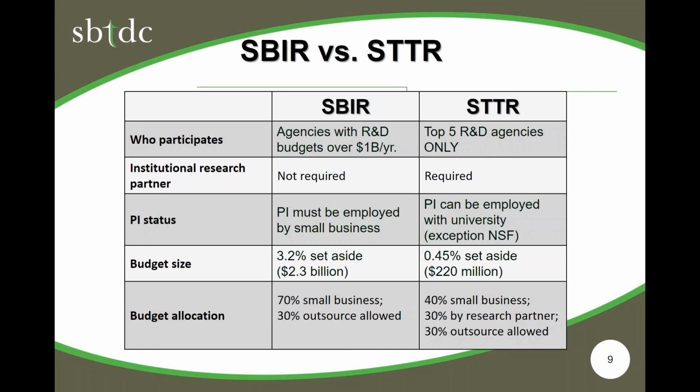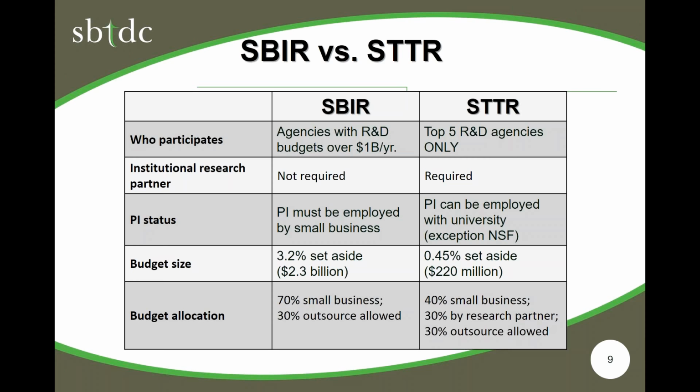The principal investigator status. So in an SBIR, the principal investigator must be employed by the small business. And what that means is that the principal investigator, and that's the person who's going to be the most credible scientific or technical expert on the team, must be at least 21 hours a week employed by the small business, okay, to be eligible. In an STTR, that's not the case. The principal investigator does not have to be majority employed or 21 hours or more a week employed by the business. Okay.